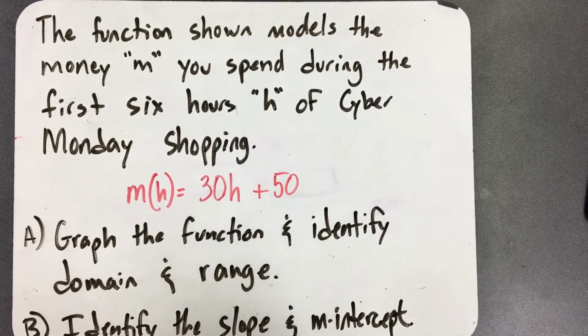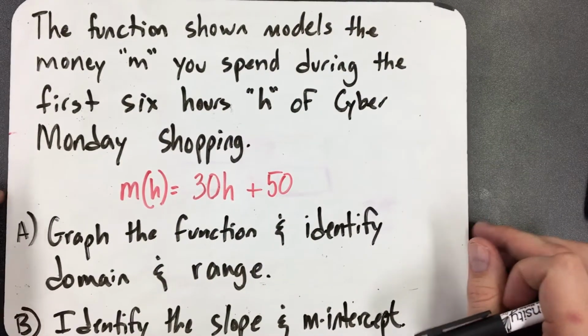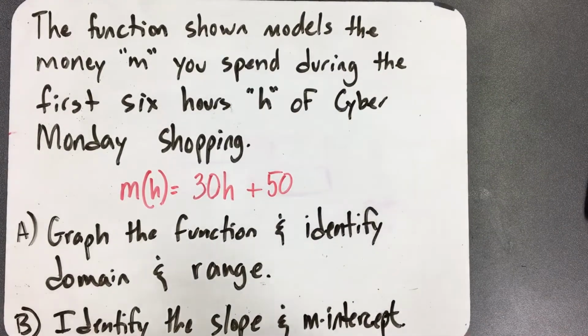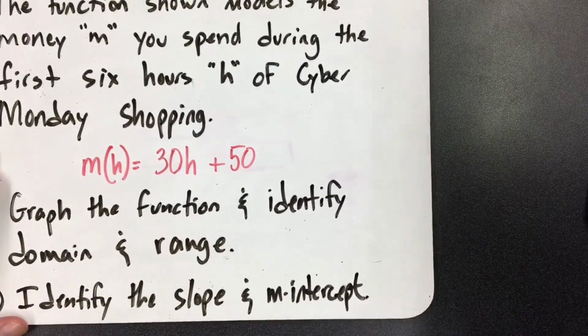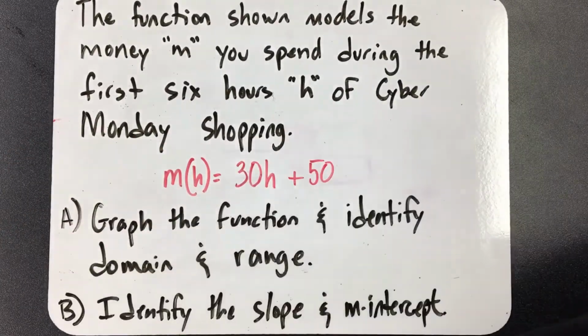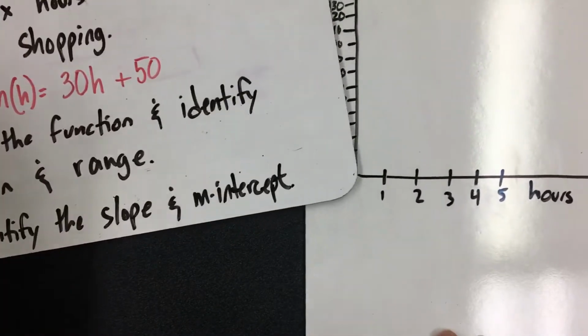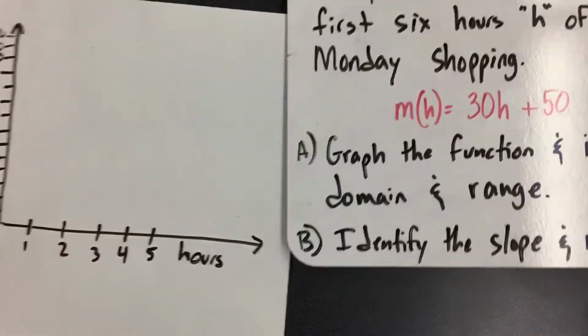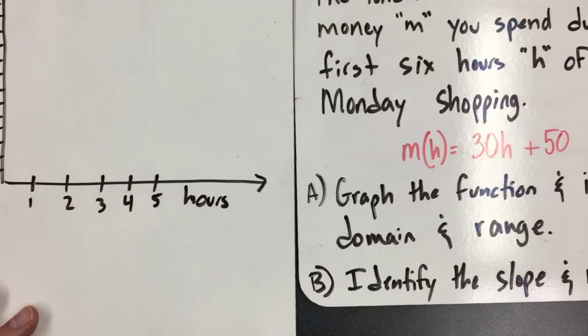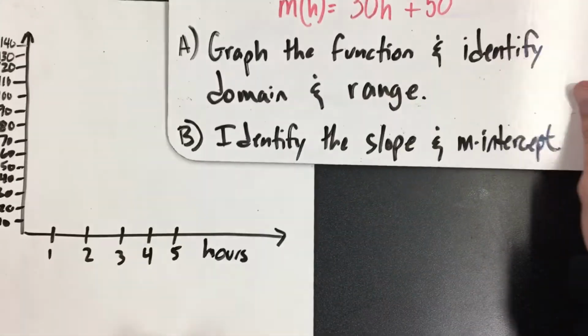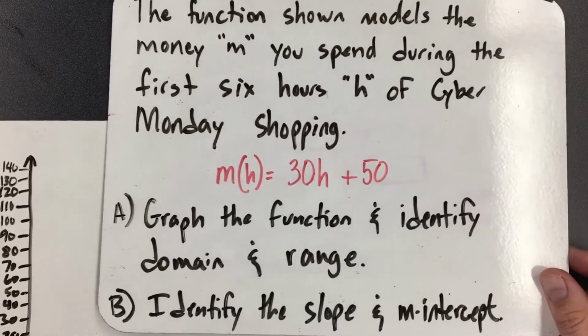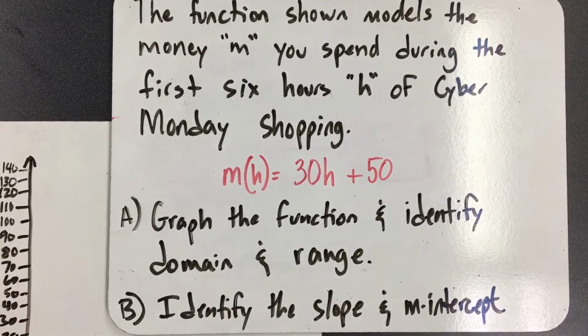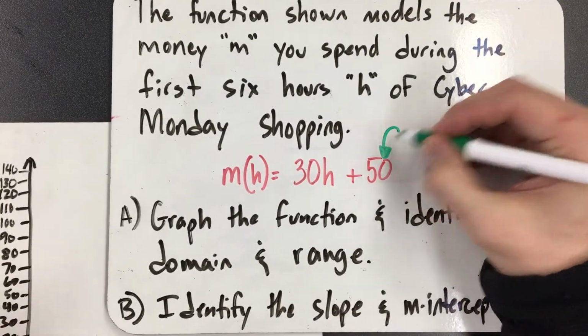It says the function shown models the money, M, that you spend during the first 6 hours, H, of Cyber Monday shopping. M of H equals 30H plus 50. Letter A, graph the function and identify the domain and range. Then B, identify the slope and the y-intercept. Okay, here is my graph. I did make this graph ahead of time. It says this function shows the amount of money you spent during the first 6 hours of Cyber Monday shopping. Okay, if I look at my equation right here, this is my y-intercept number.